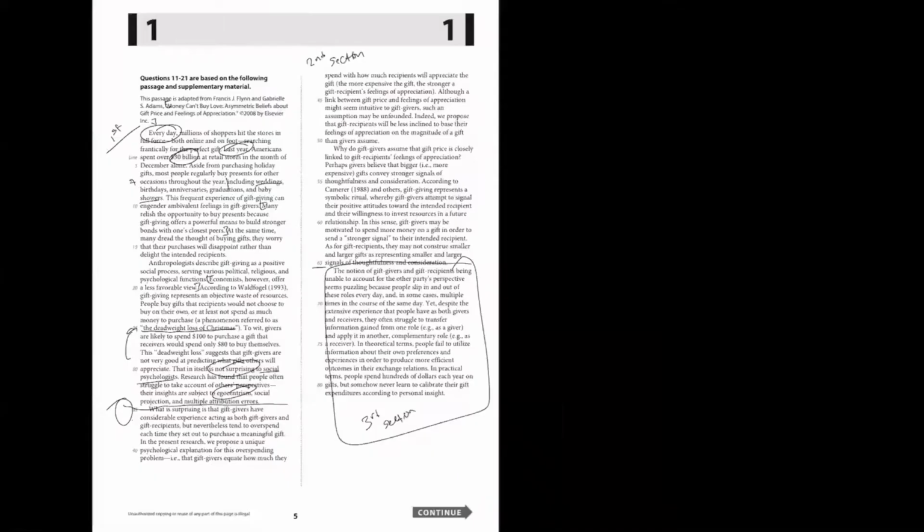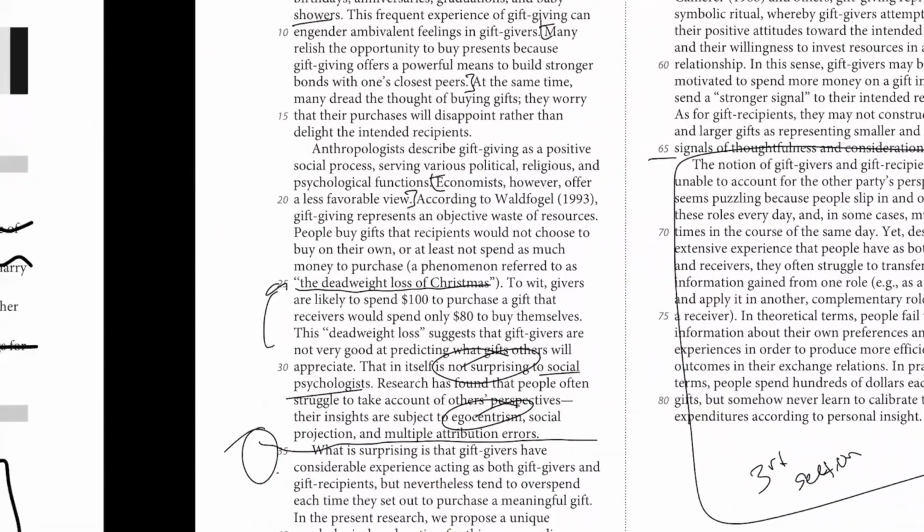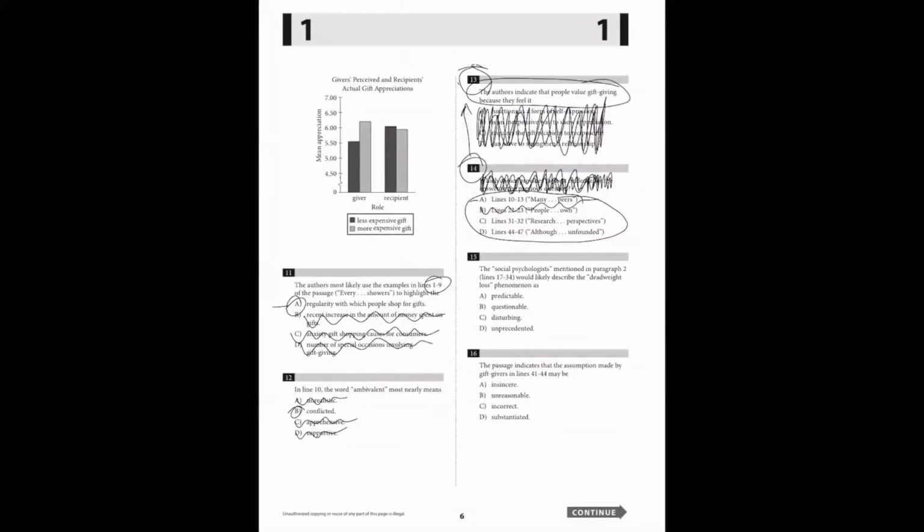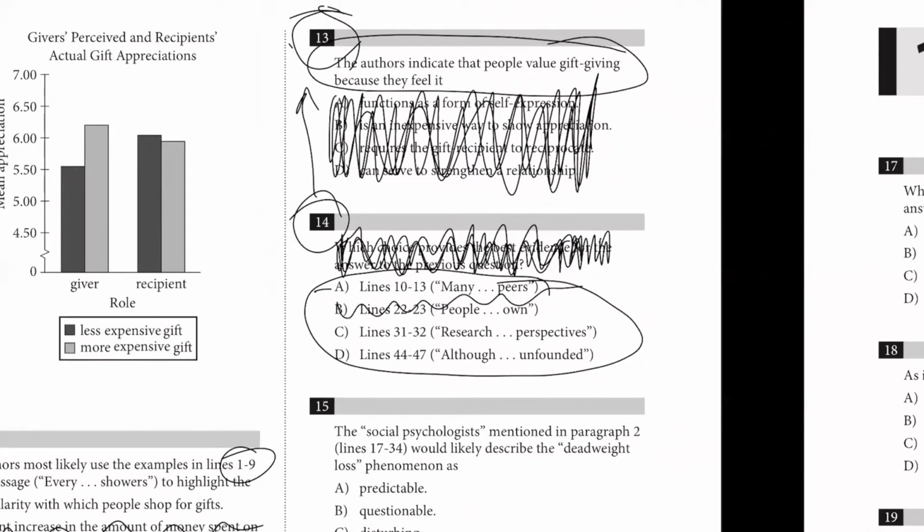Lines 31 through 32. I know we haven't got this far. Oh no, we actually have. Let's read anyway. "Research has found that people often struggle to take account of others' perspectives." No. It talks about how gift givers fail to take into account people's perspectives. That is not what question 13 is asking. Question 13 is asking, why do people value gift giving? Always keep that in mind. Question 13 is going to be your huge guide here. The quote is talking about people failing to take into account other people's perspectives. The question is asking, find a quote that talks about why people like gift giving. Simple as that. Make your life as simple as possible, right?